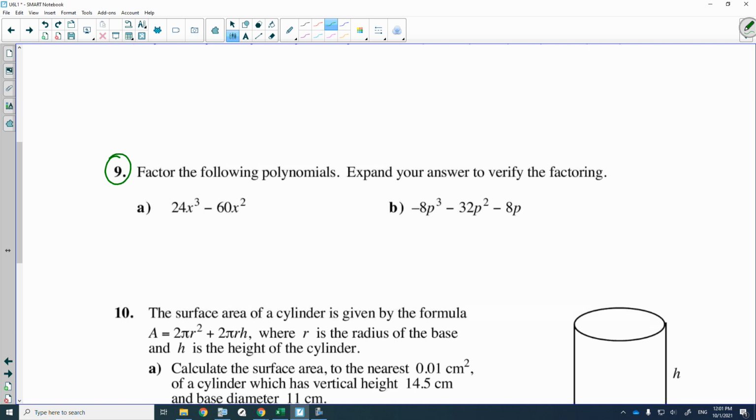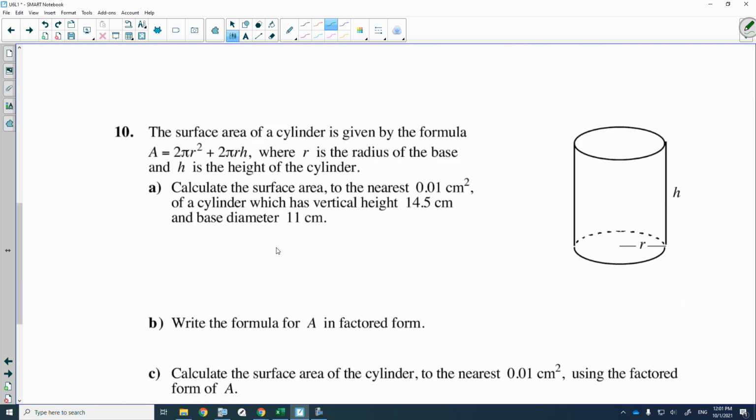It says number 1 factor and then verify, expand to verify. So I do want you to do this, right? Because a lot of students in this class will be doing that on the exam. And then number 10. The only thing about number 10, so it's a different shape, right? It's a cylinder.